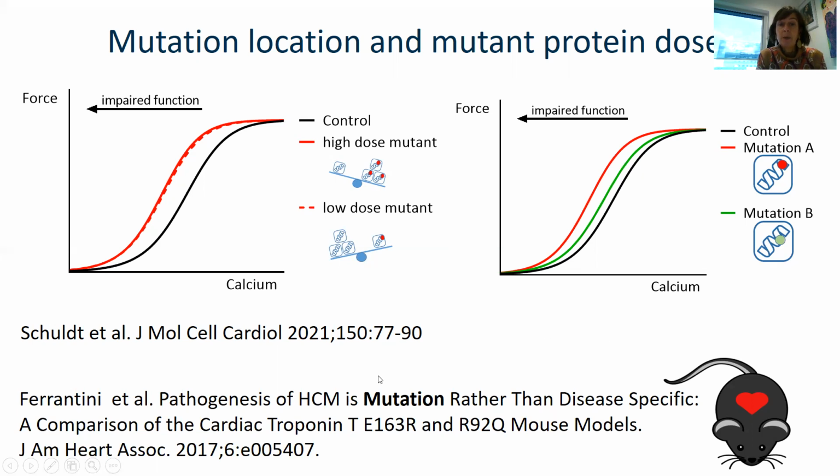And basically, overall, the message is that there's really a specific mutation effect when you look at troponin T mutations, in this case, on disease remodeling, on the pathogenesis, which is seen leading to hypertrophic cardiomyopathy.